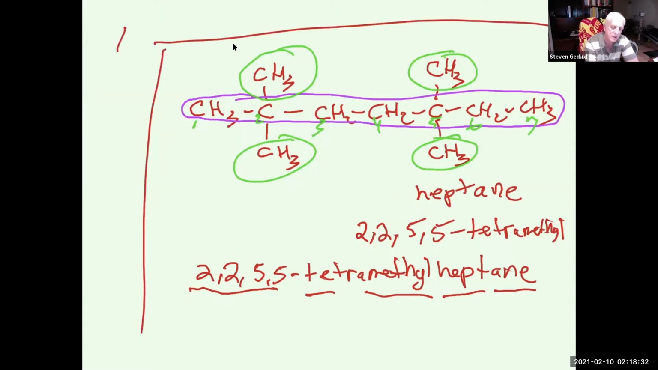This is IUPAC nomenclature. International Union of... Applied... I'm blanking on the name. I'll figure it out, it'll come back to me. International Union of Pure and Applied Chemistry.